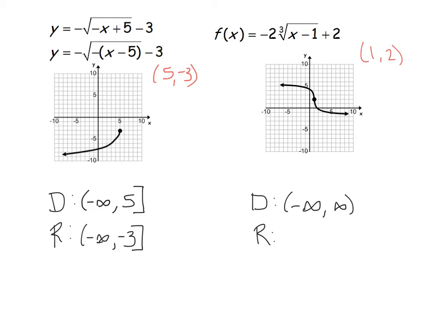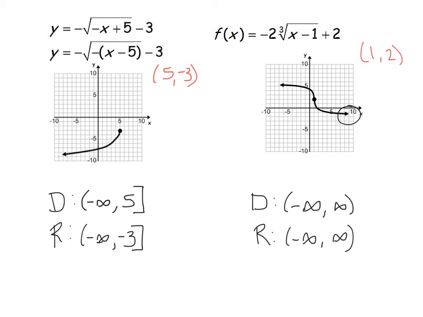Now, how about the range? The range is the y values that are true for this function. Well, again, this curve goes up and to the left forever, so it's going up forever this way, and it's going down forever this way. So, what is the range? Well, the lowest most point, because it's going down, is again negative infinity, and the uppermost point is infinity.